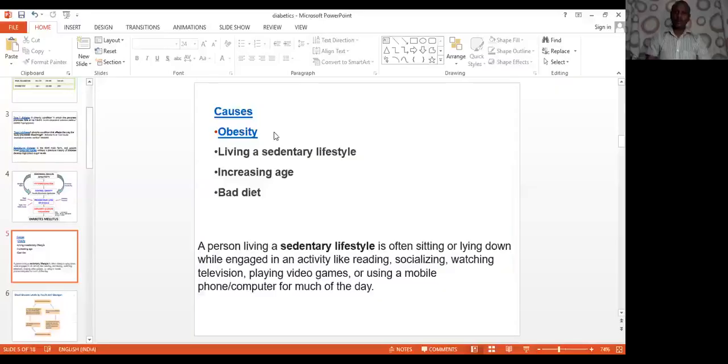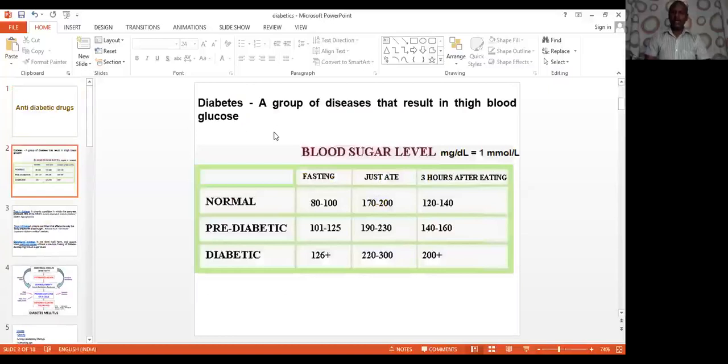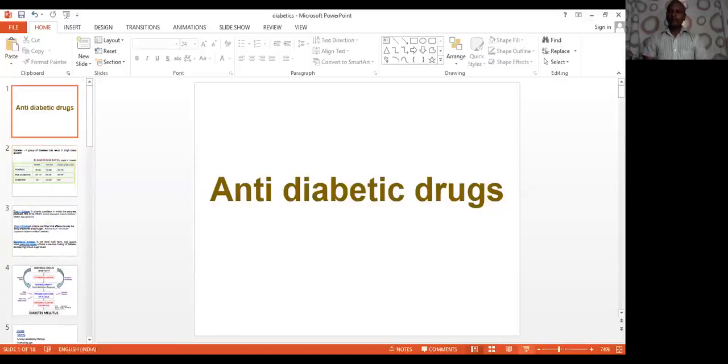Next topic we take up is the anti-diabetic drugs. These are the drugs which are normally used for the disease management of diabetes, generally called diabetes mellitus. The drugs which are used for the disease management are called anti-diabetic drugs.